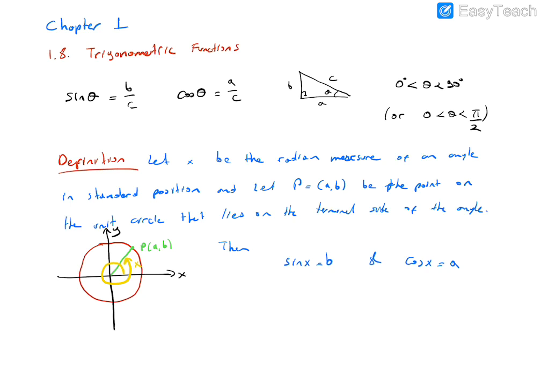Why? Let's try to show that on this triangle. x and this angle are actually the same angle. So this length is the b length. This length is the a length. And the radius is 1, so r is 1, so the hypotenuse is 1. So sine x is b over 1, cosine x is a over 1, which are b and a. This definition is known as the unit circle definition.